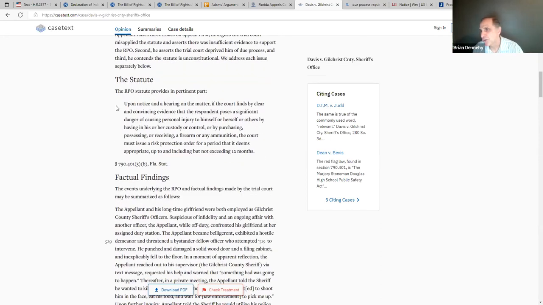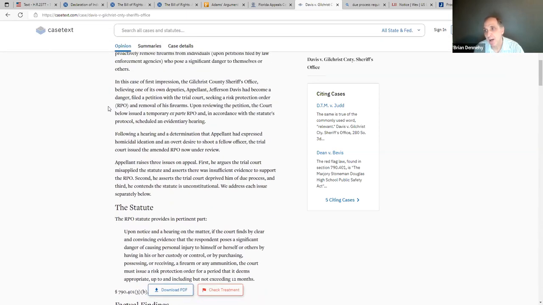And they issued this extreme risk protection order in an ex parte hearing. Now, when they say ex parte, what that means is that the person who is having their rights taken away is not afforded notice and an opportunity to be heard.